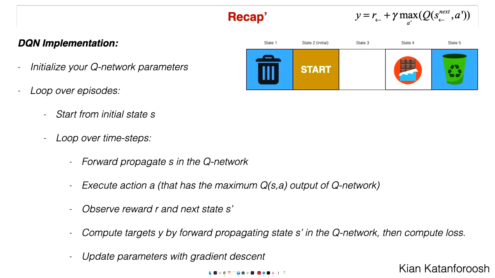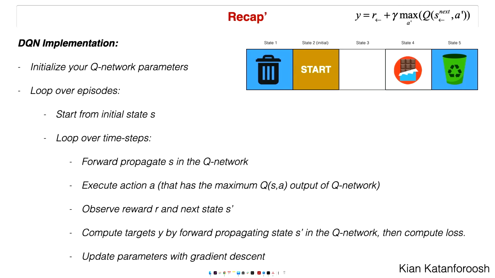Here is concretely what it would look like in pseudocode to train an RL agent using Q-learning. We start by initializing our Q network parameters. The initialization is random at first. Then we loop over episodes. As a reminder, episodes are one full game from start to terminal state. Within an episode, we start from the initial state S, and we loop over time steps until we reach a terminal state. So within one time step, here's what we will do.